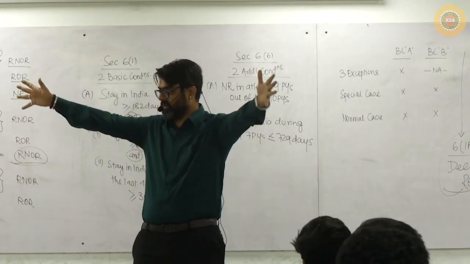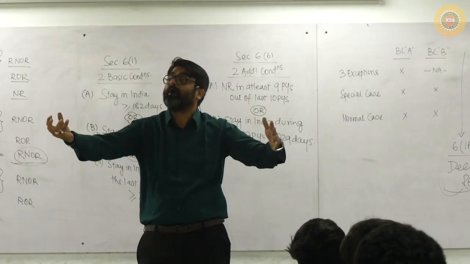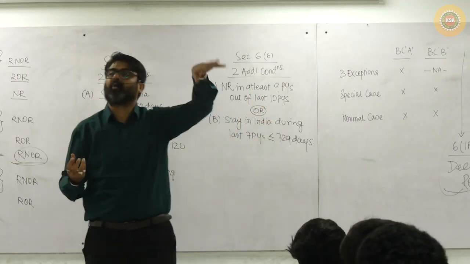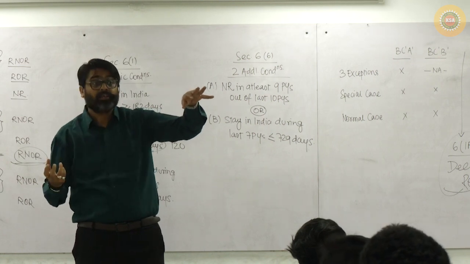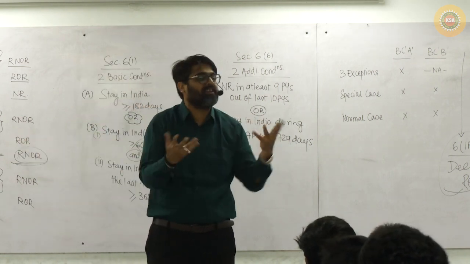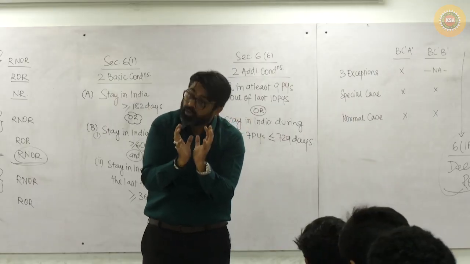Stay can be scattered. Stay can be in part also. Some part of the year you are coming and again going, and again in that same year you are coming back. So your stay should not be continuous. There is no such requirement. Total stay is what you want to check.